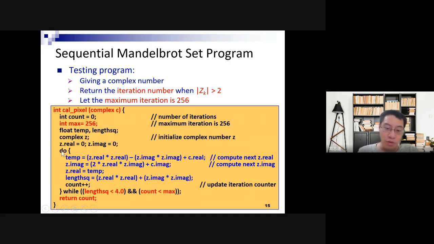And of course, if you go over 2 in the first iteration, then your count value will be 0, which will be white. So that's how we get the colorful image we saw in the previous slides.